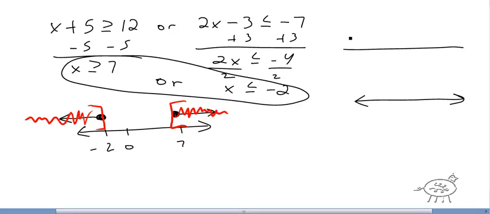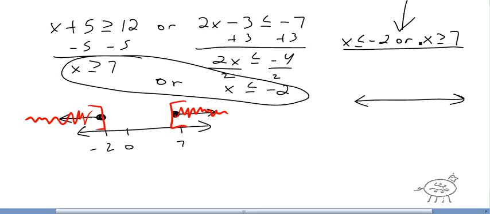It doesn't really matter the order. I like to put the lower one first. So x is less than or equal to negative 2, or, and this is a key word, guys, do not forget the word "or," otherwise it's wrong. If you just write x is less than or equal to negative 2, comma, x is greater than or equal to 7, it's wrong. You're going to lose 1 point. So x is less than or equal to negative 2, or x is greater than or equal to 7.